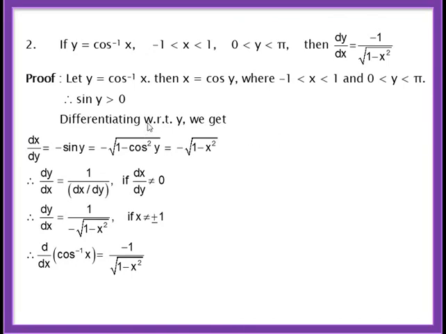We differentiate both the sides. We get dx/dy. What is the derivative of cos y? It is minus sin y. So it is minus, what is sin y? Root of 1 minus cos square y. So as cos y is x, I write this as minus root 1 minus x square. So what is dy/dx? 1 upon dx/dy. That is dy/dx equal to 1 upon minus root 1 minus x square. That is d/dx of cos inverse x is minus 1 upon root 1 minus x square.